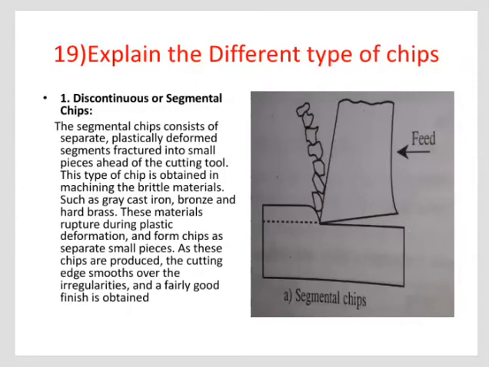Next question is, explain the different types of chips. In that, first one is discontinuous or segmental chips. The segmental chips consist of separate plastically deformed segments fractured into small pieces ahead of the cutting tool. This type of chip is obtained in machining brittle materials such as grey cast iron, bronze, hard brass. These materials rupture during plastic deformation and form chips as separate small pieces. As these chips are produced, the cutting edge smooths over the irregularities and a fairly good finish is obtained.